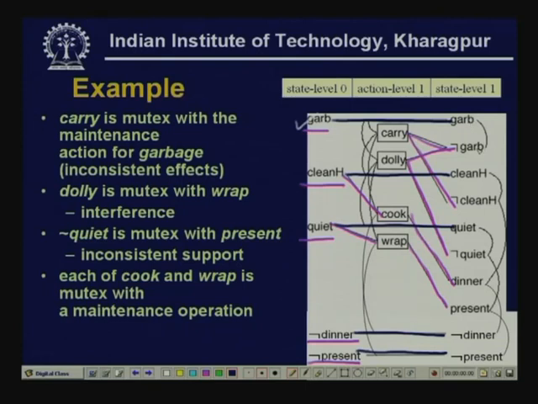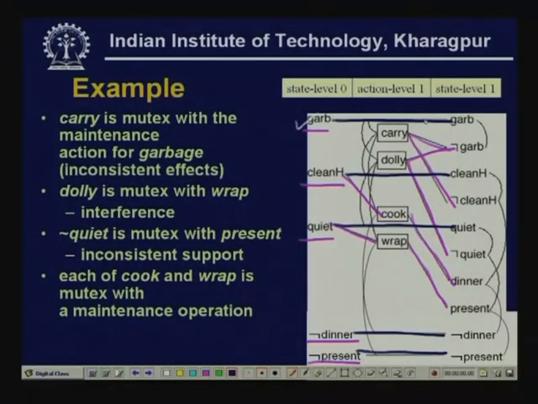Since garbage and no garbage are mutex, they cannot occur together. So, carry is mutex with this maintenance action. So, carry and this maintenance action are mutex. Similarly, dolly has no garbage as the effect. The maintenance action has garbage as the effect. So, dolly is also mutex with the maintenance action.